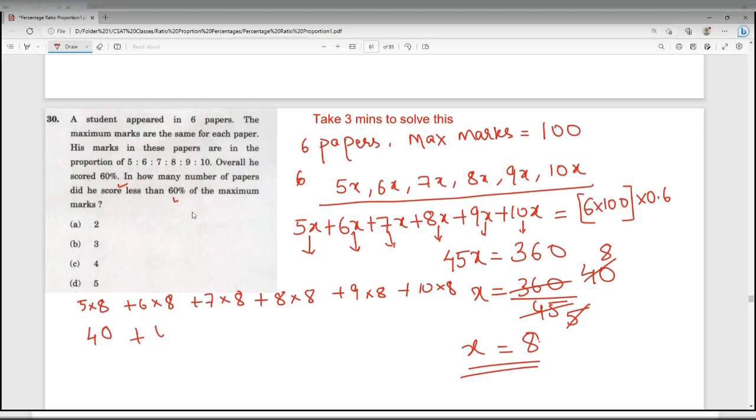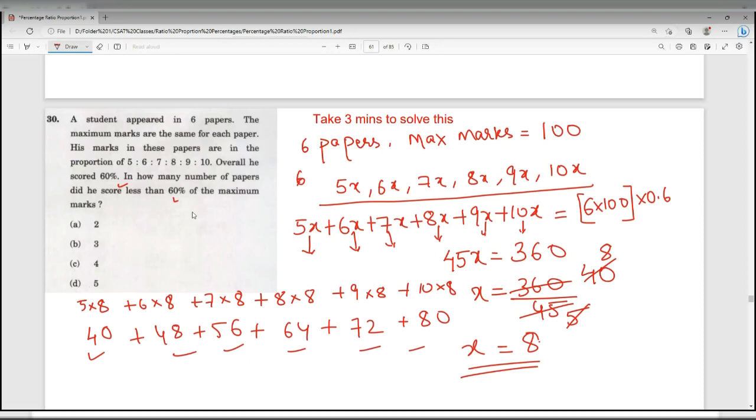40, 48, 56, 64, 72, 80. And then they are asking, so this is the individual marks that he has got in each paper.